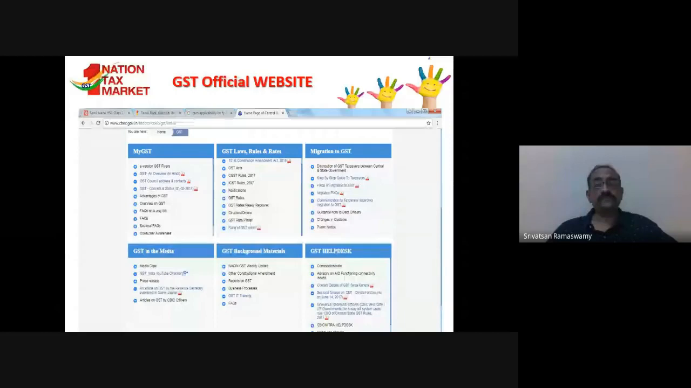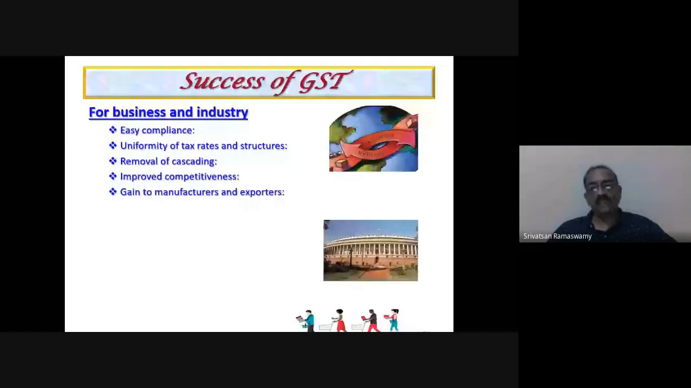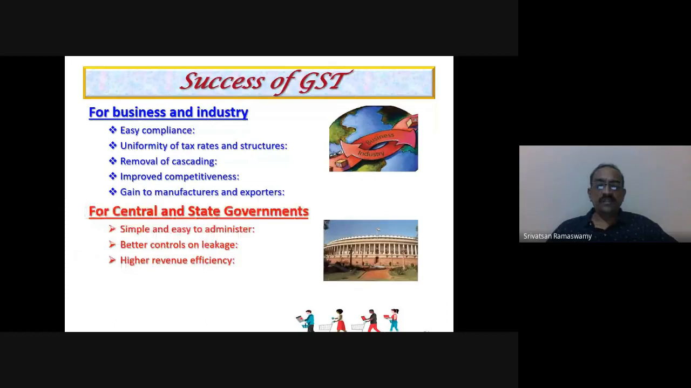So the success of GST for business and industry: it improves the structure of taxes, removes the cascading effect of tax on taxes, and improves competitiveness, so it's an absolute gain for manufacturers as well as for exporters. A lot of export incentive schemes have been offered by the government. And for central and state governments, it has brought better administrative convenience, easier and simpler to administer. We have better control on leakage, and therefore a high revenue efficiency has been achieved.